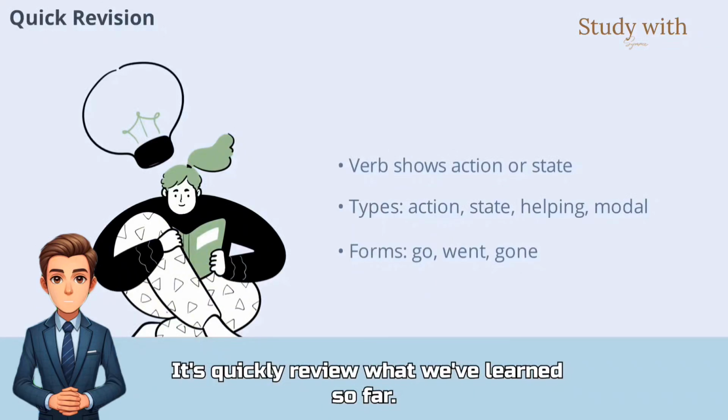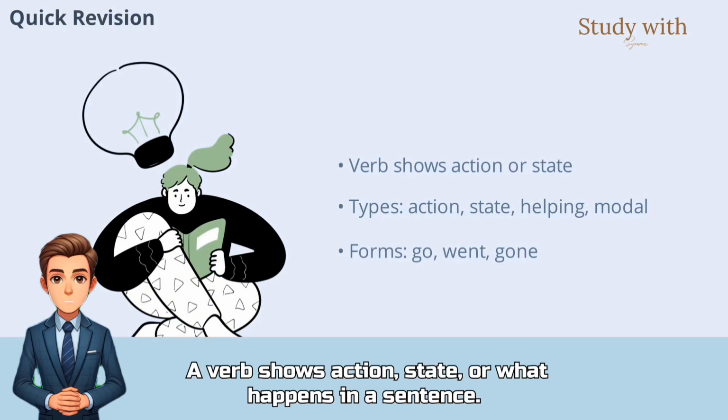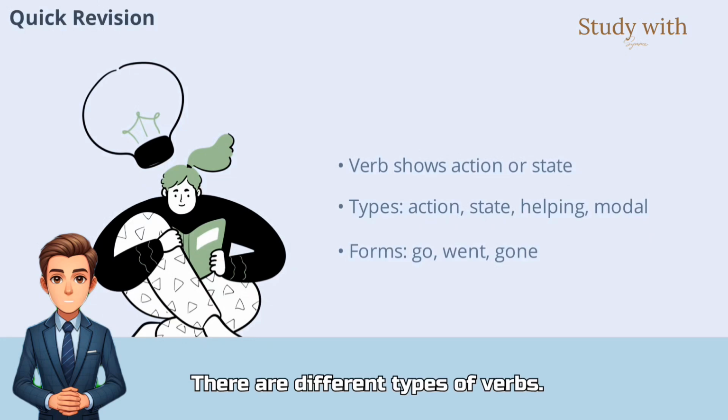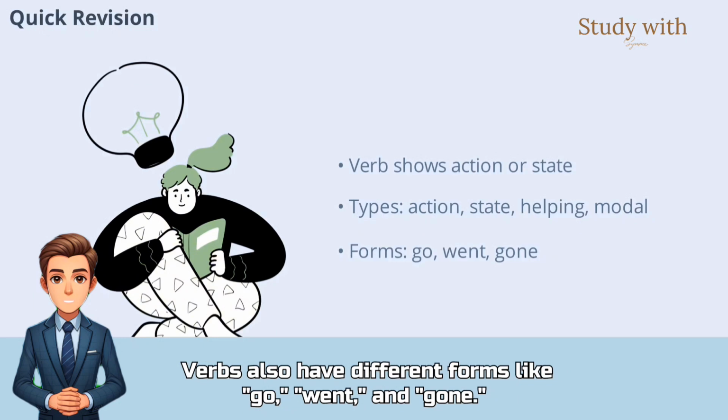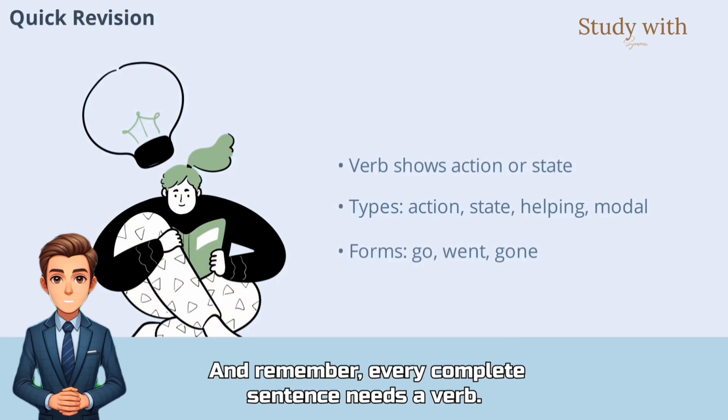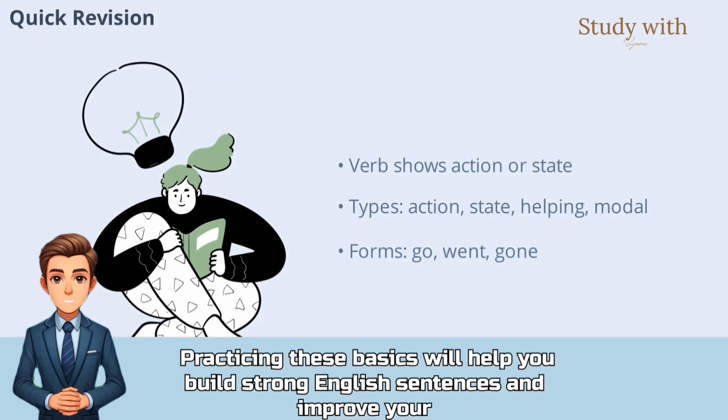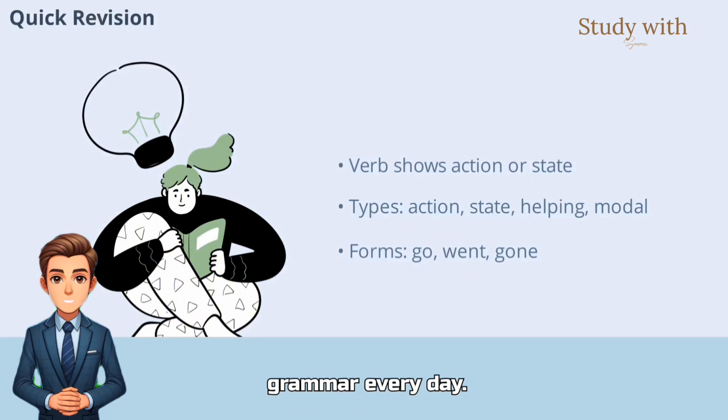Let's quickly review what we've learned so far. A verb shows action, state, or what happens in a sentence. There are different types of verbs: action, state, helping, and modal. Verbs also have different forms like go, went, and gone. And remember, every complete sentence needs a verb. Practicing these basics will help you build strong English sentences and improve your grammar every day.